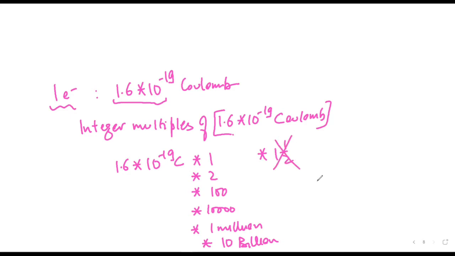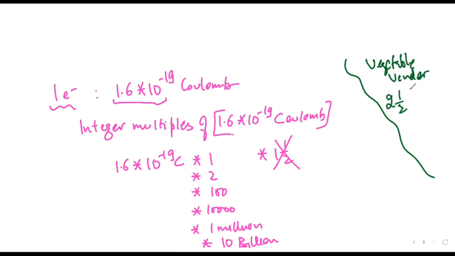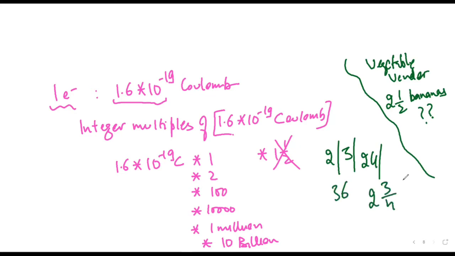Yes. So see, let us take a very simple example. If you go to a market, to a vegetable vendor, do you think he will give you 2.5 bananas? No, sir. Why? Half won't be sold. Yeah, he won't give you half. He will always give you 2 bananas, 3 bananas, 24 bananas, 36 bananas. But he won't give you 2 3 by 4 bananas. Is it making sense now?